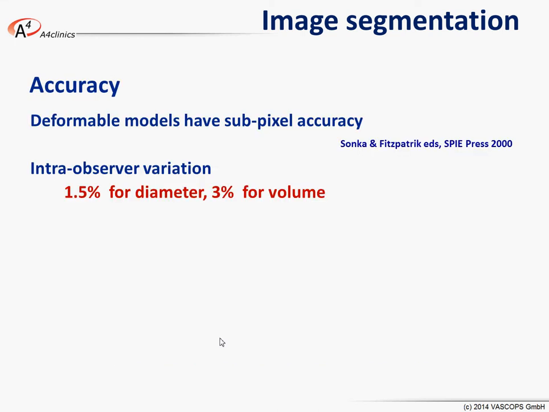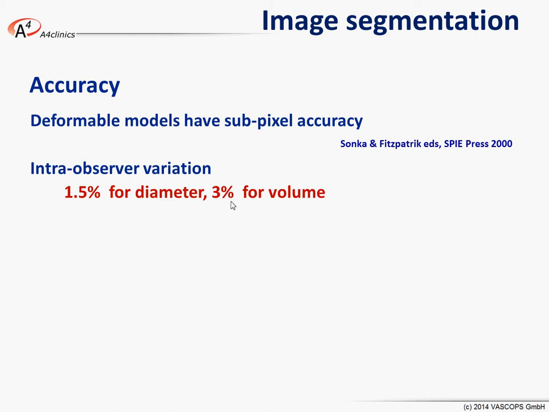Now coming back to the accuracy, the good news is that deformable models have sub-pixel accuracy. That means the diameter measurement will be better than the resolution of your image data. And that also explains why intra-observer variations are 1.5% for diameter measurements and only 3% for volume measurements in our approach.